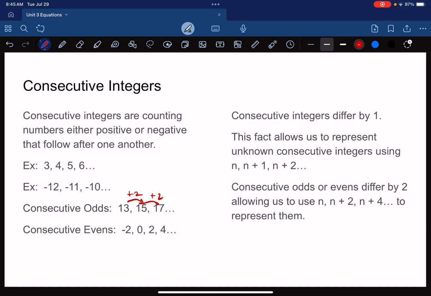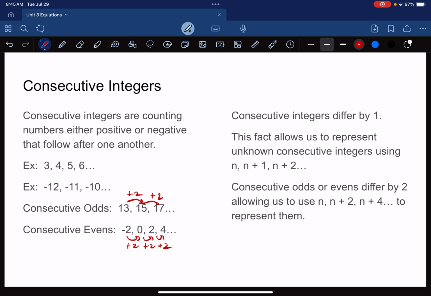And the mistakes that students make over and over is, for consecutive odds, they want to say n plus 1, n plus 3, n plus 5. You don't need to add an odd to another odd to keep it odd. If you take any odd number and add an even number to it, you get another odd number. Okay? So these differ by 2 as well. You can see that. Just add 2 and you get to the next one.